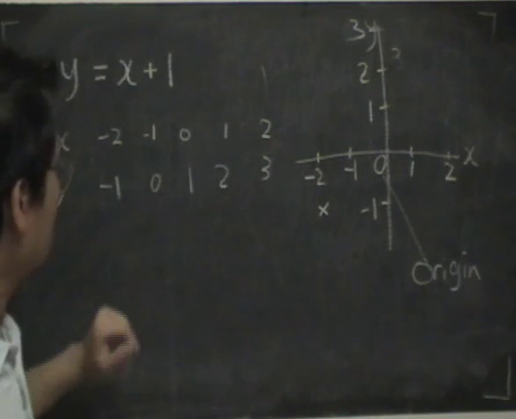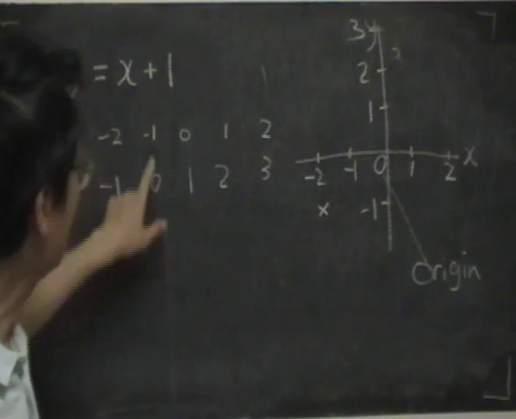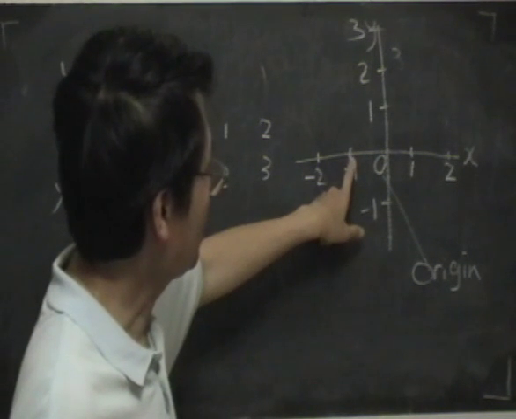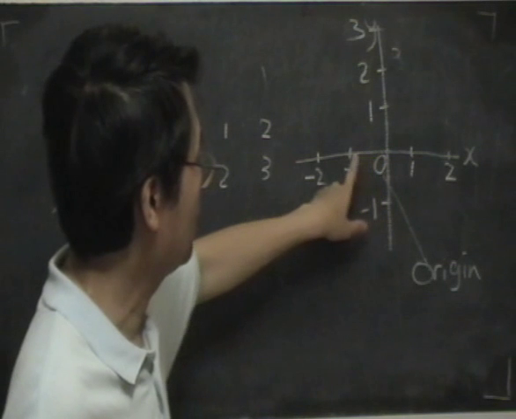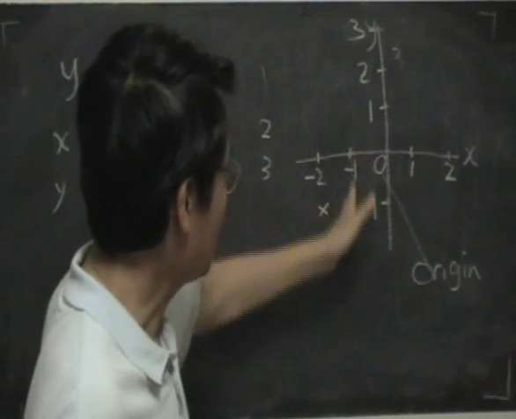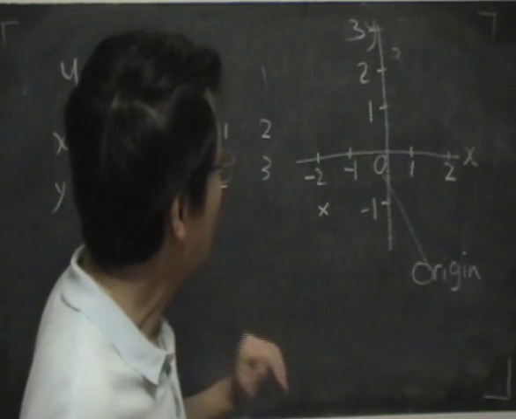Now, in the same way, for the next pair of numbers, minus 1 and 0, we have minus 1 there for the x and 0 there. So this is a little bit tricky. So when x is minus 1, we should move along the vertical line.